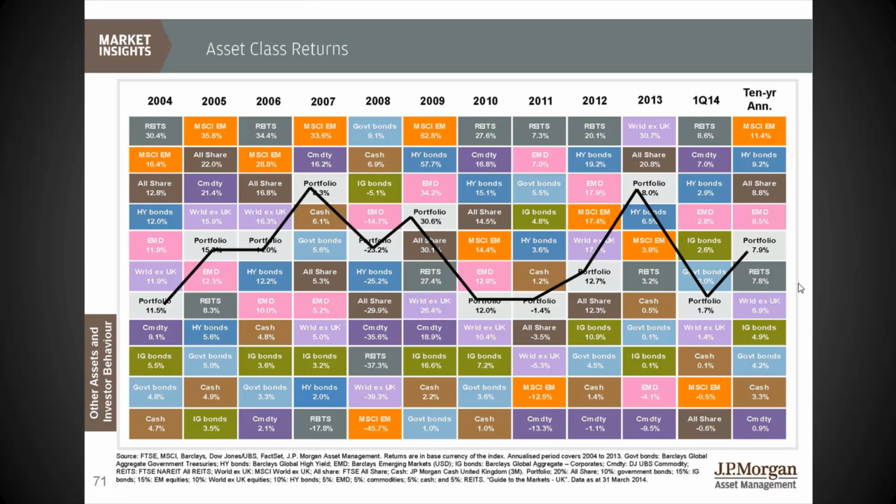The person who in 2004 managed to get in on REITs and get the highest return ended up with less. The world, excluding the UK, was the top performer in 2013. Their average 10-year return was less than the portfolio. IG bonds sometimes come above the portfolio, but overall they've averaged out lower. Cash, of course, does terribly, always does.